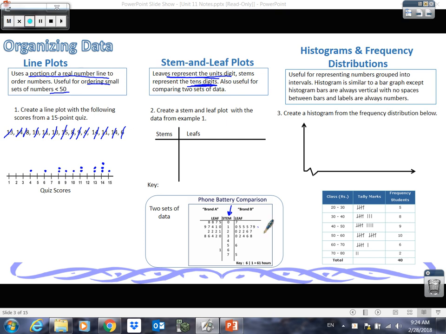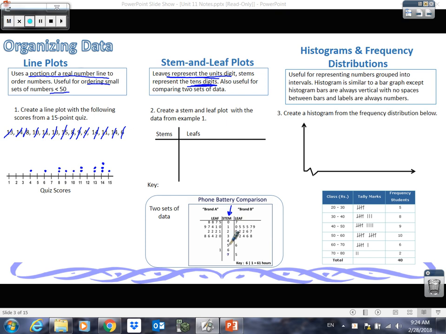The leaves, notice how the leaves are written in numerical order. You can't jumble them up. They have to be in order. See how we have a triple leaf, 5, 5, 5. That means that 15 occurred 3 times. Right? And we can do a double. That's useful to compare two sets of data.